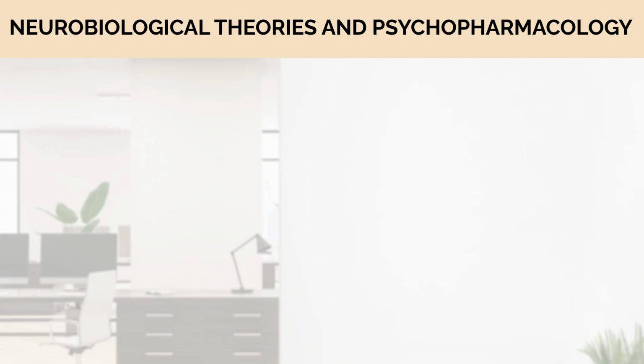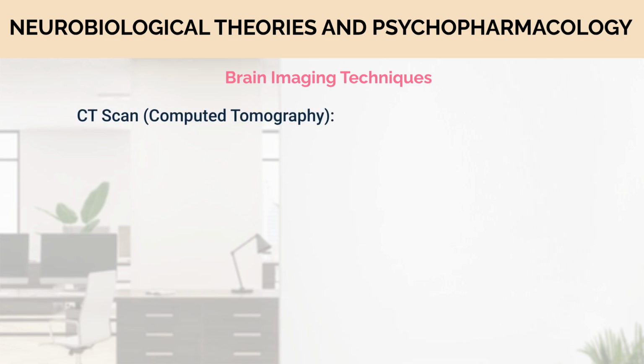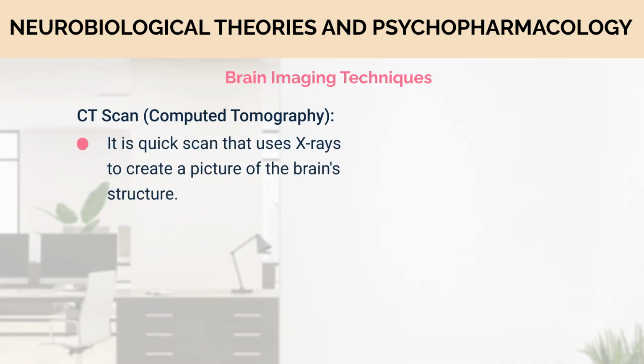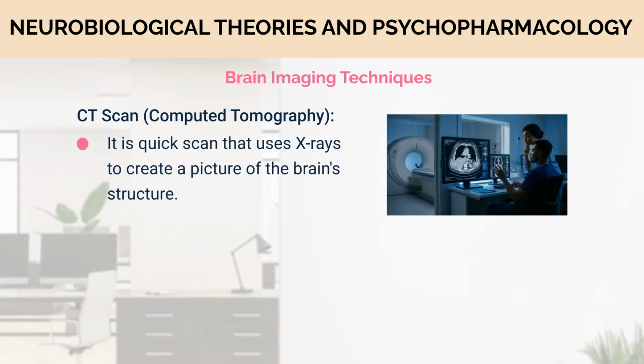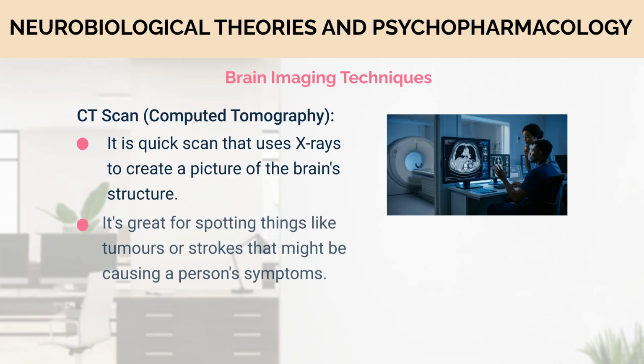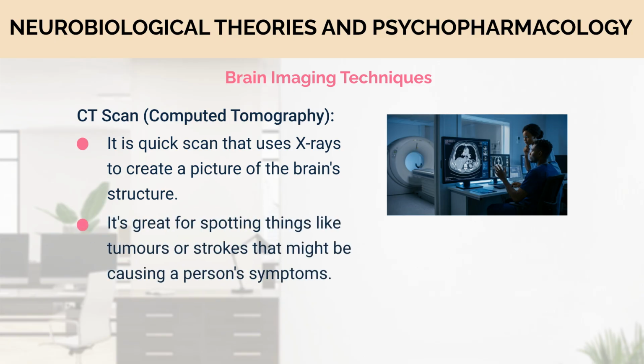Let's now dive into the various brain imaging techniques. Starting with a CT scan, also known as computed tomography. CT scan is a quick scan that uses X-rays to create a picture of the brain structure. It's great for spotting things like tumors or strokes that might be causing a person's symptoms.